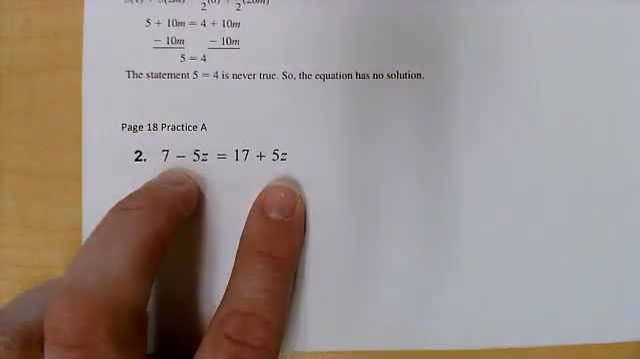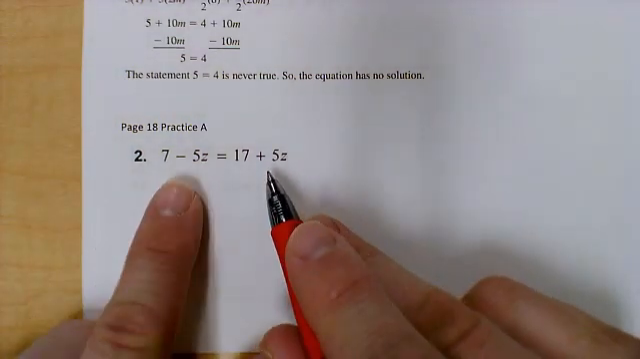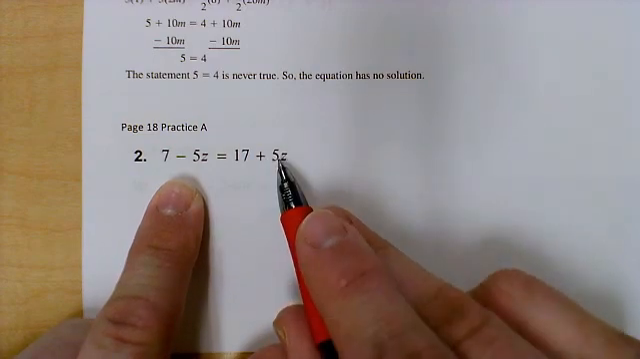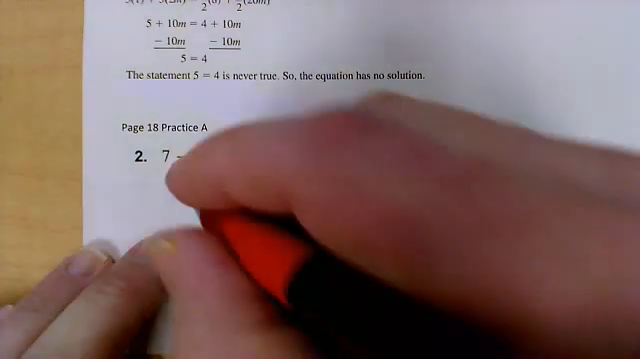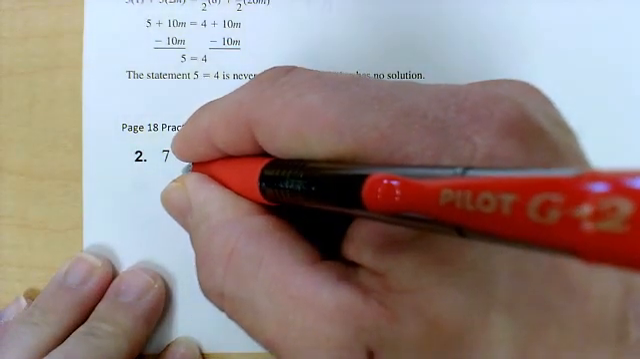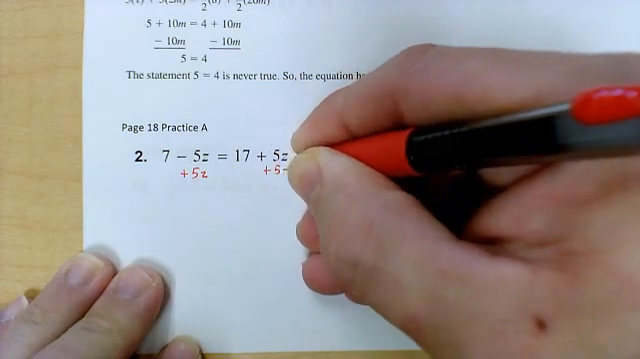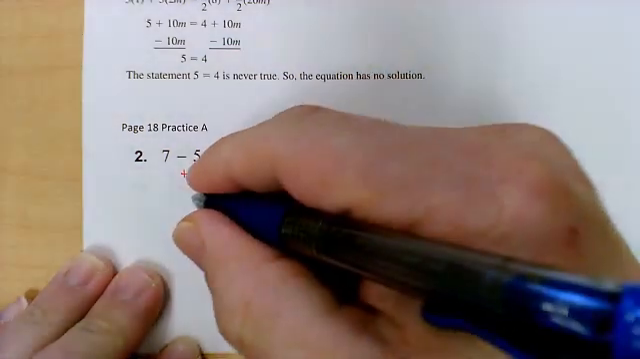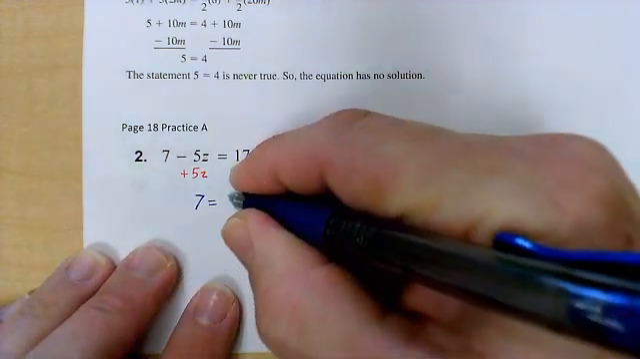When you have variables on both sides, the first thing you want to do is get those variables together. Now, on this particular problem, I've got one of two options. I could either subtract 5z from both sides, or I could add 5z to both sides. Most people love to stick with the positive things in life, so I will add 5z to both sides. So 7 would equal 17 plus 10z.